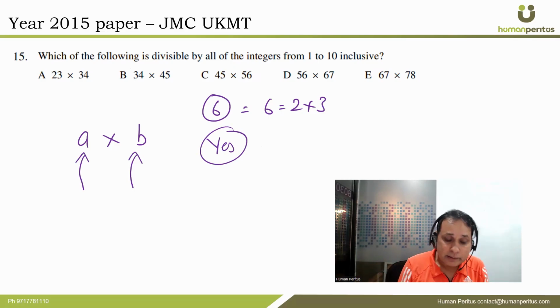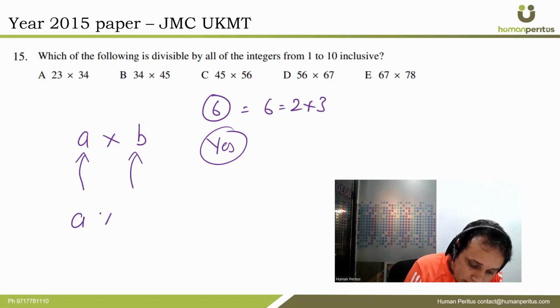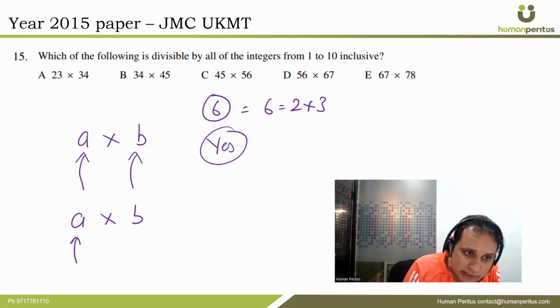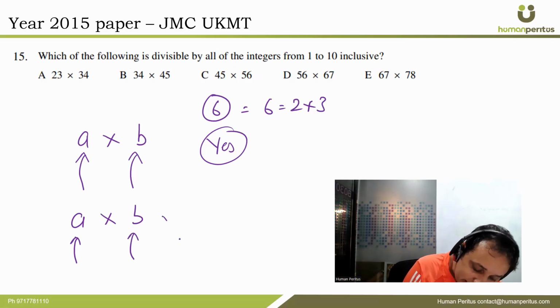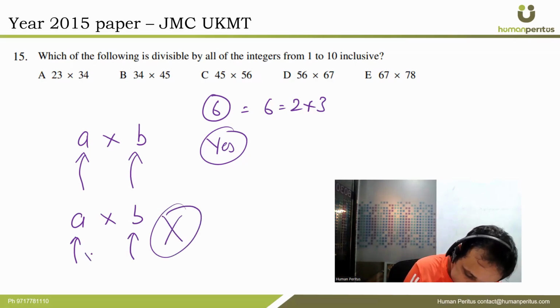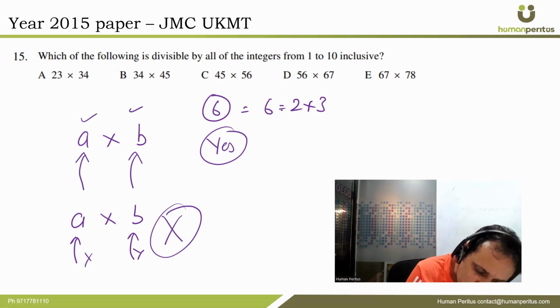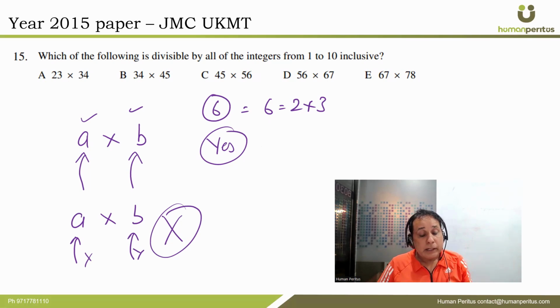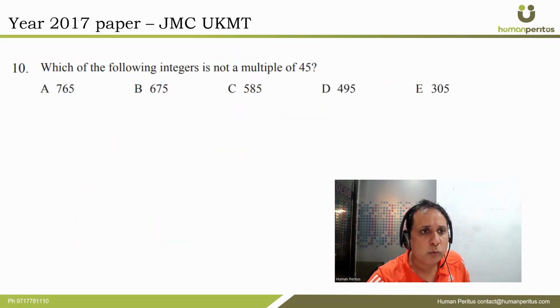But if I find that A is not divisible by 2 or 3, and B is also not divisible by 2 or 3, then we cannot conclude. If both of them are divisible by the factors, then yes, the product will be divisible. If both of them are not divisible, we cannot conclude that the product is not divisible. I gave you that example a few seconds back. So we have done this one, we have understood divisibility, we had a good discussion, and now let's move on to the next one.